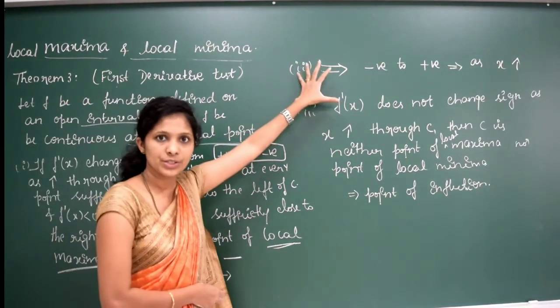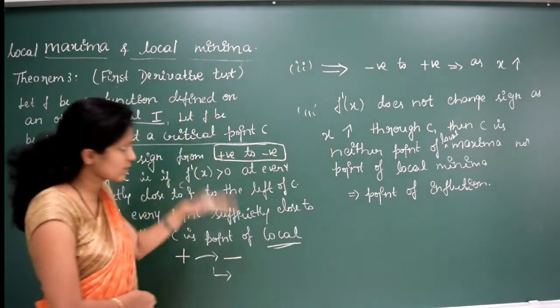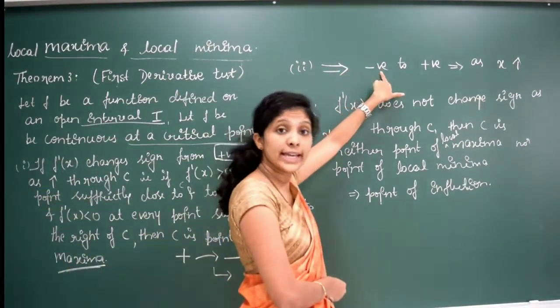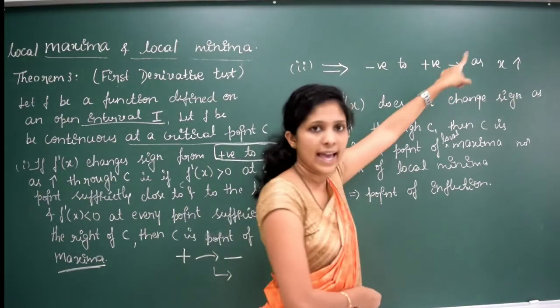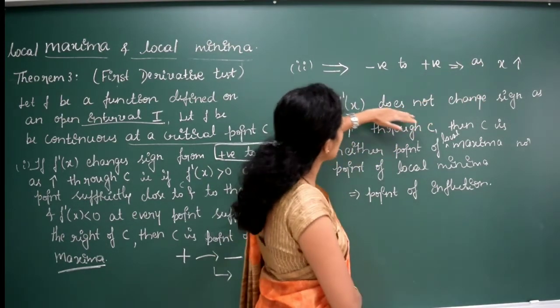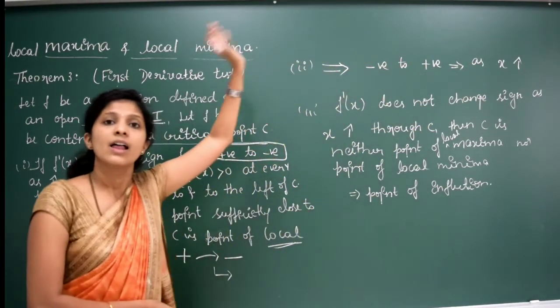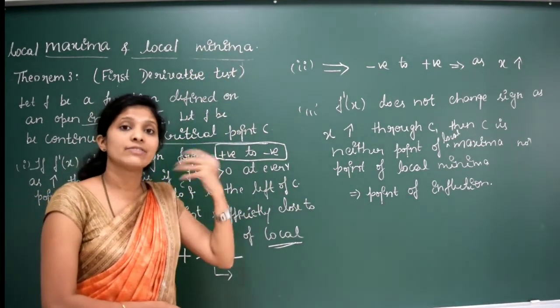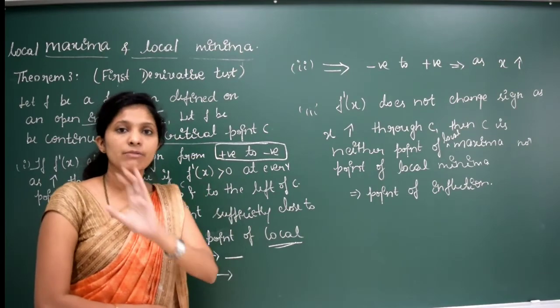And the second, I have not written, it's there in your textbook. Please take down this, write this second also. If the function changes from negative to positive as x increases, then we can say that it has a local minima. That point is called the local minima and that value is called the local minimum value.